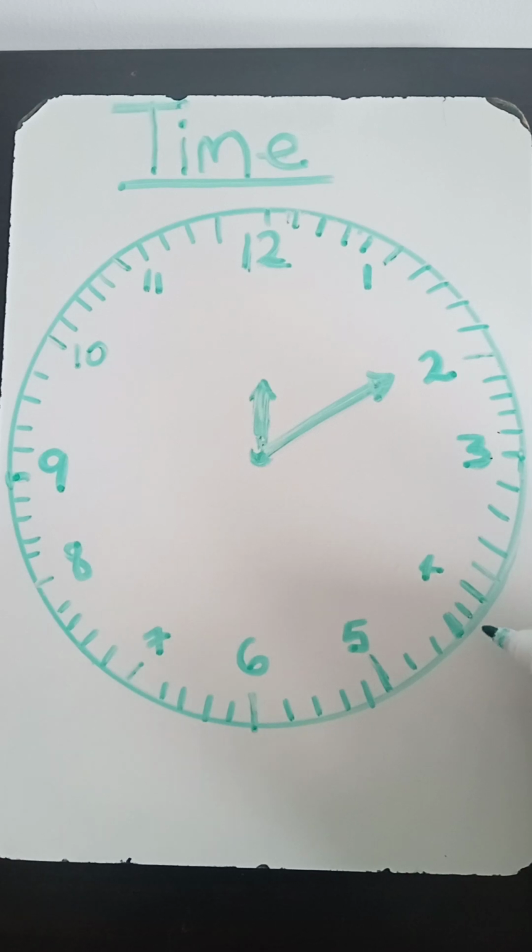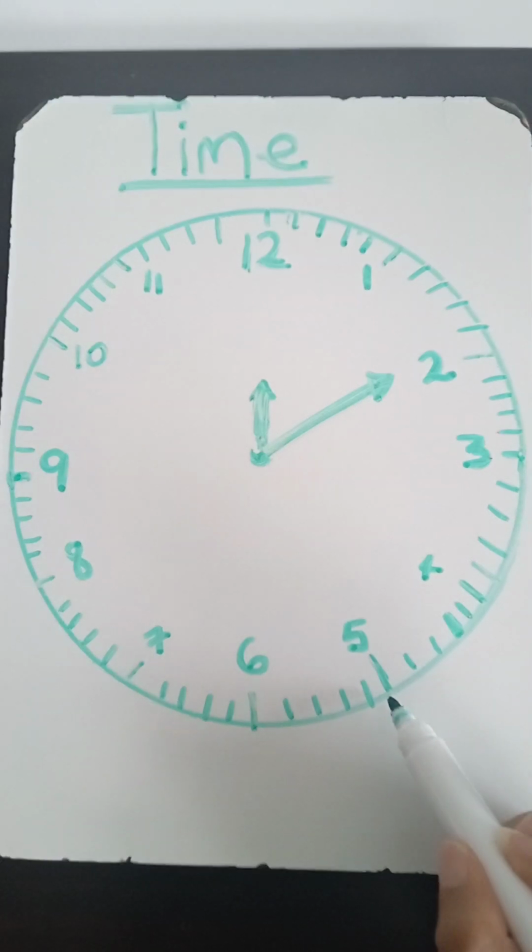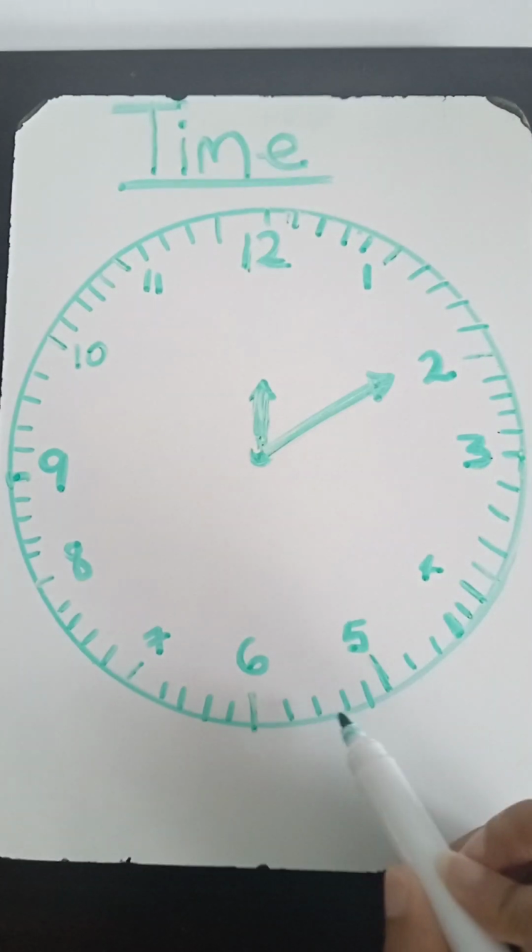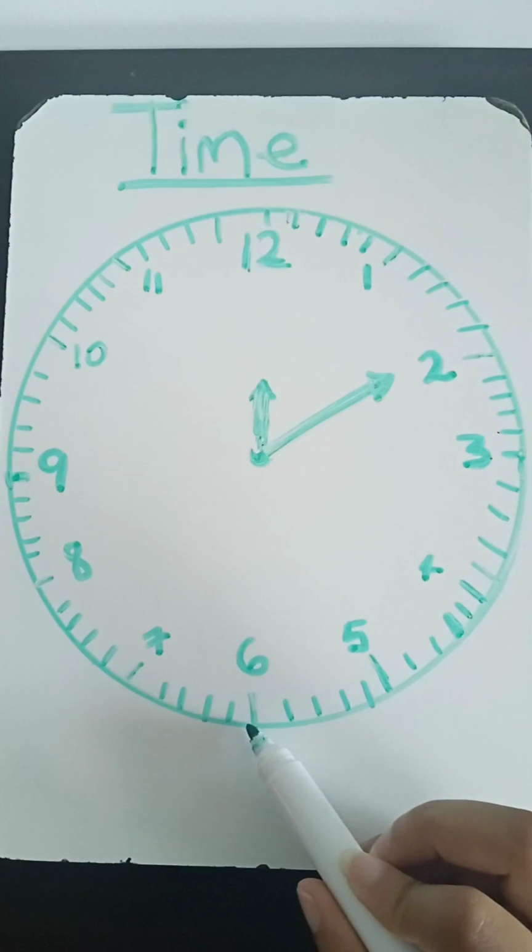And then you continue counting. You say 21, 22, 23, 24, 25. So straight to 5, it is 25 past 12. Good. Let's continue counting. And then you continue counting 26, 27, 28, 29, 30.